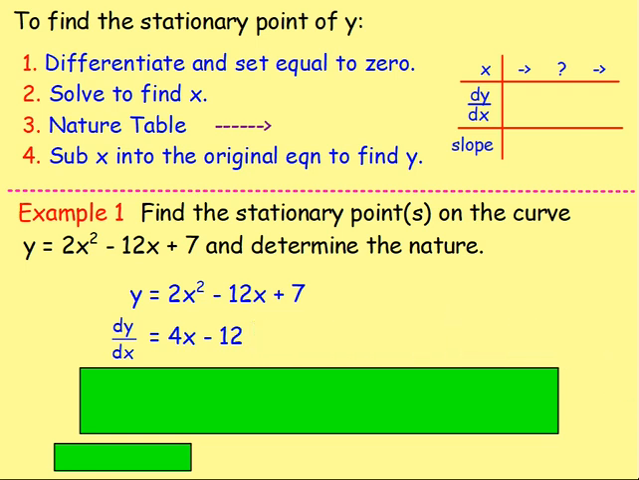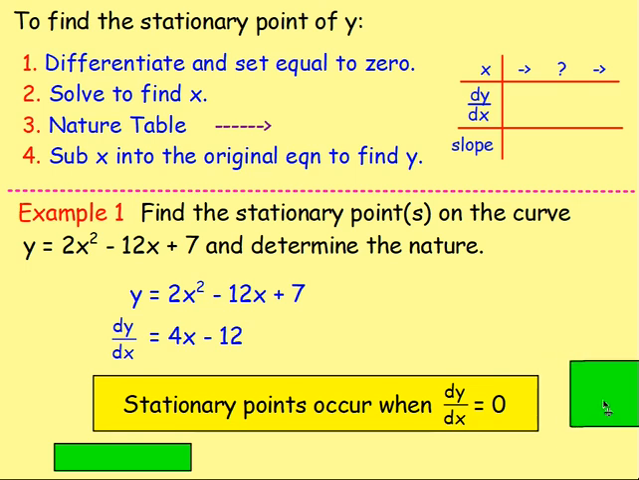How do you know when you get a stationary point though? Well, the big yellow box on the last page that you'd have to remember is stationary points occur when dy by dx equals 0. You have to remember that. From there, you would set dy by dx equal to 0.